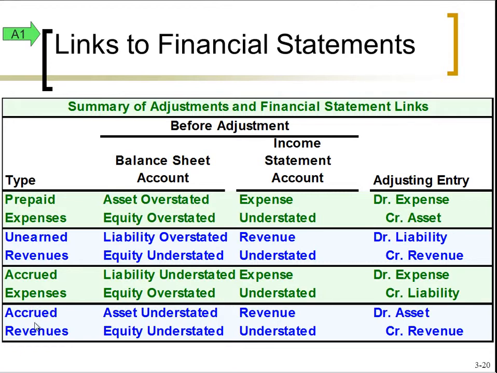With accrued revenues, we're going to be debiting an asset to increase it, crediting the revenue to increase that. Before we increase, the asset's going to be understated. Before we increase, the revenue is going to be understated. And again, if revenue is understated, net income is understated, retained earnings is understated, therefore overall equity is understated.